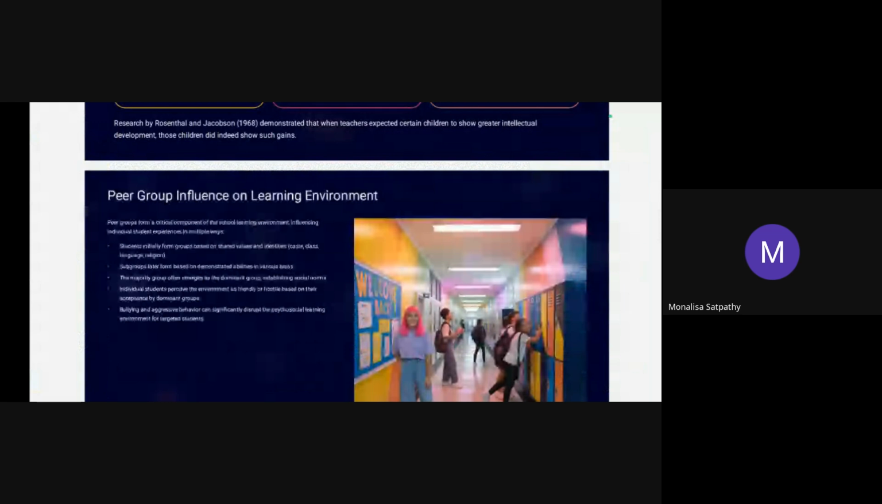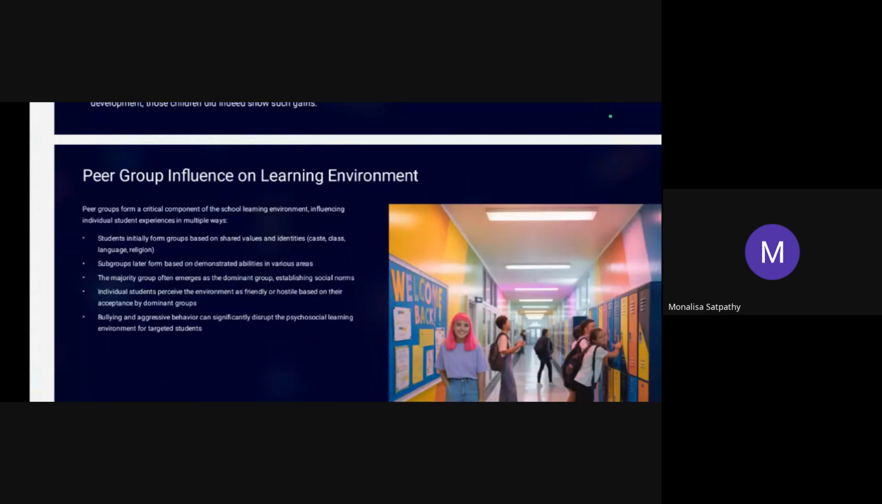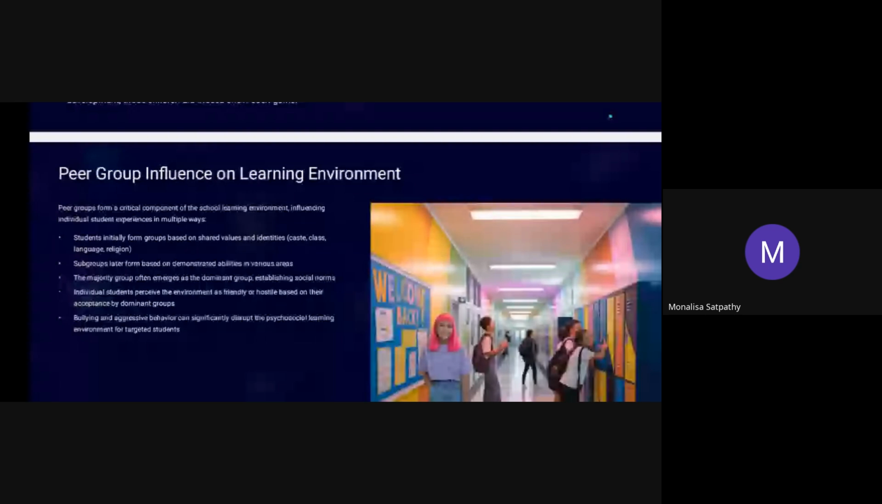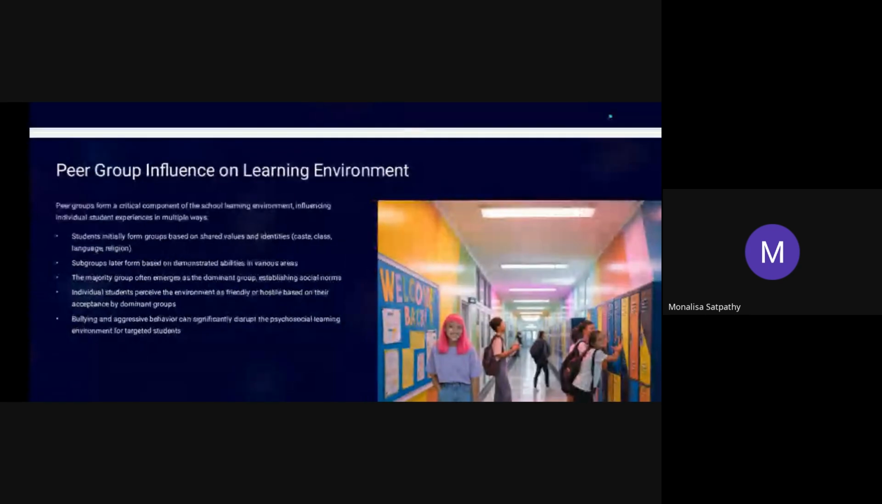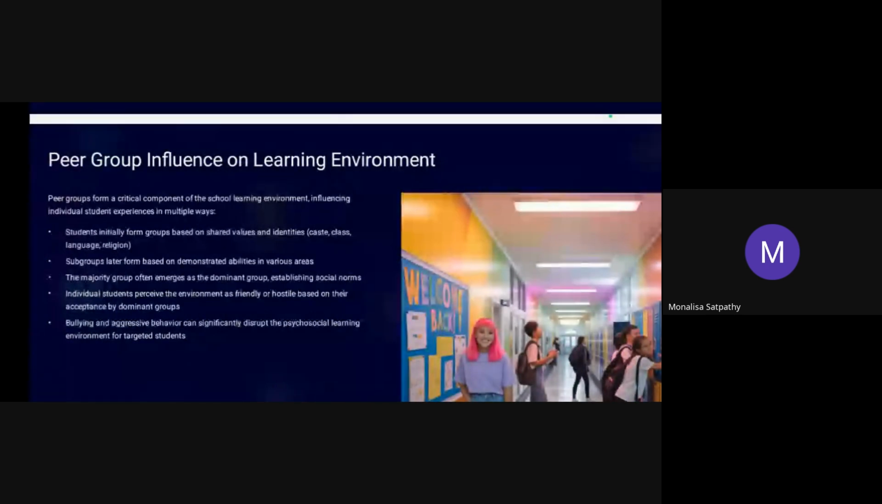Another important factor that comes under school environment is peer group influence. Also, students learn from their peers, from their classmates. So peer group is one of the critical components of the school learning environment. It influences individual students' experience in multiple ways. Students initially form groups based on shared values and identities. We know that birds of the same kind flock together, so students who have the same opinion, same belief, same philosophy, form a group, so that affects their learning pattern.